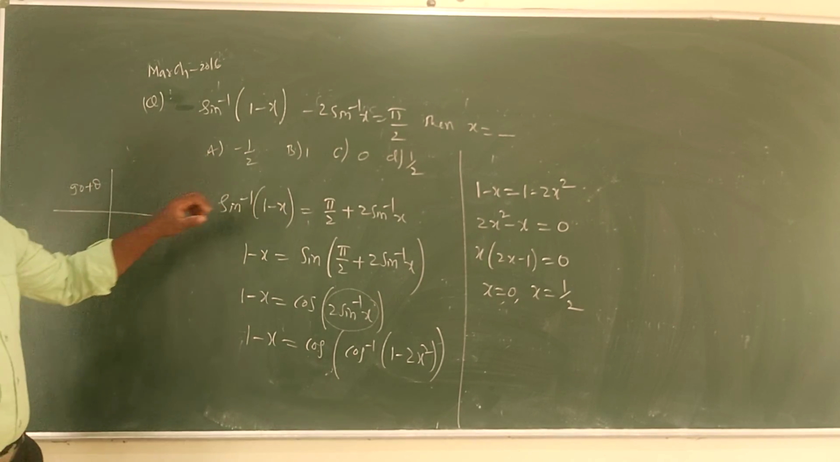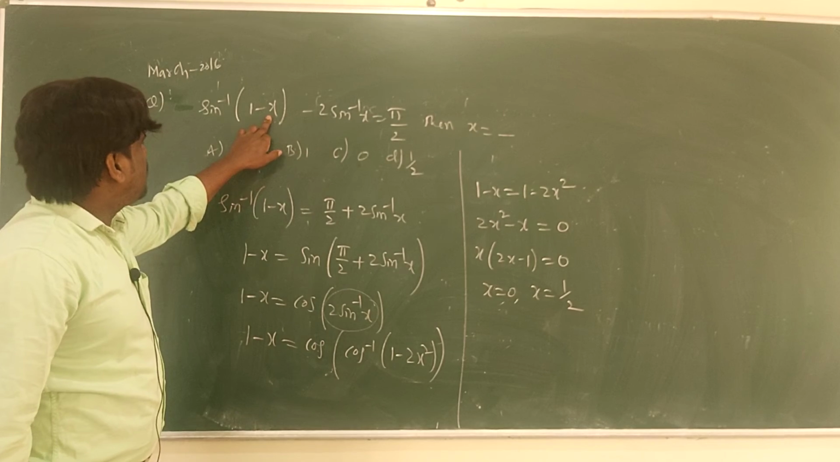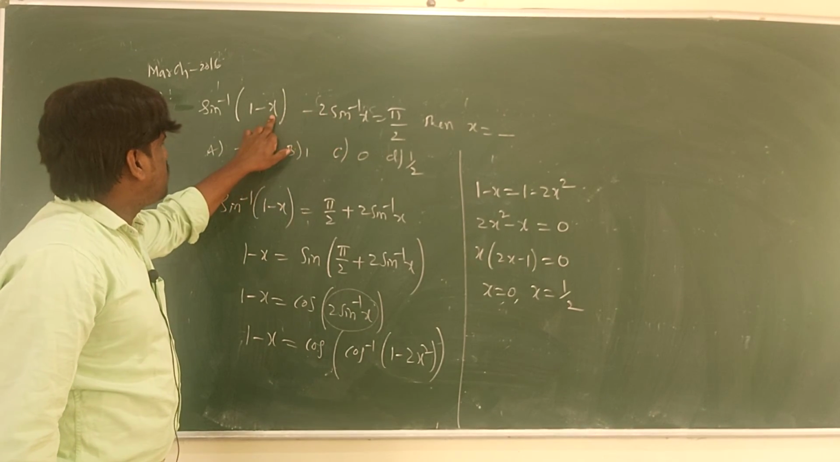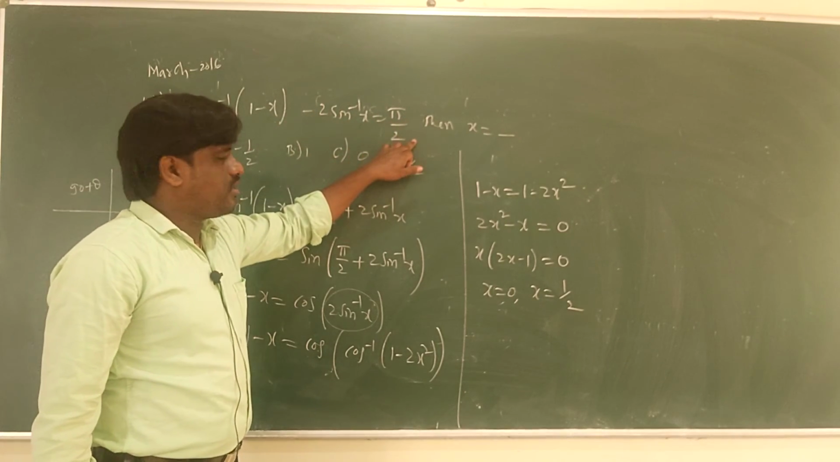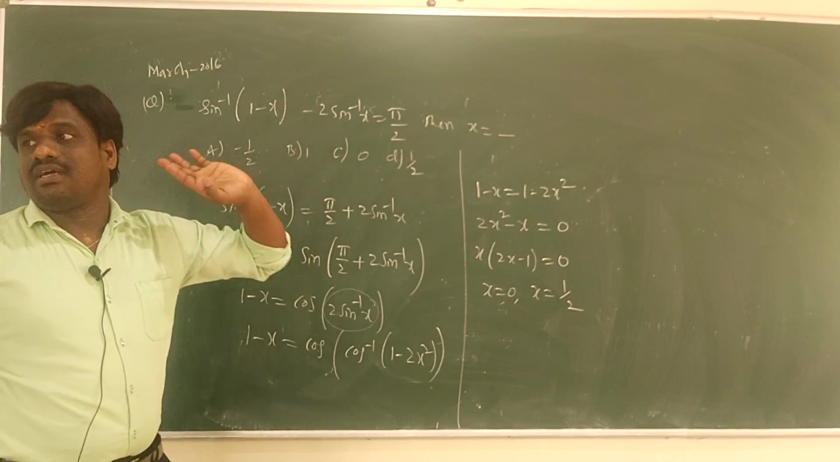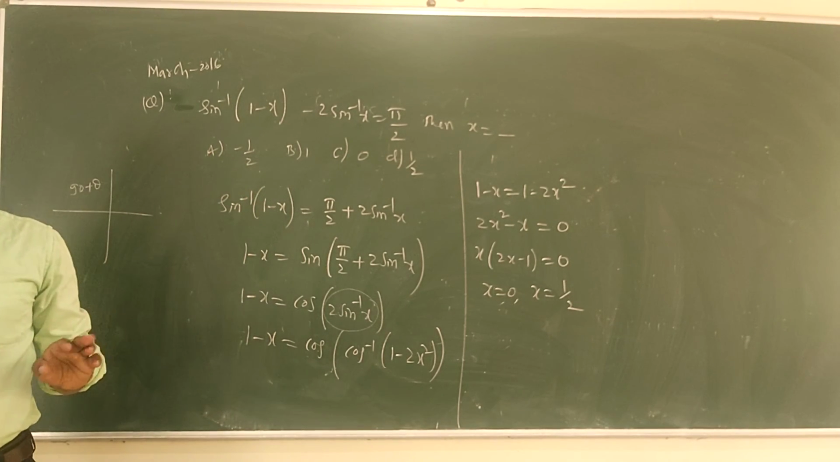Now what to do here? Substitute 0 in this and check whether the answer is correct or not. Means substitute 0 here and here. Will you get pi by 2 or not? Substitute half here, will it satisfy or not? That is what you have to do.